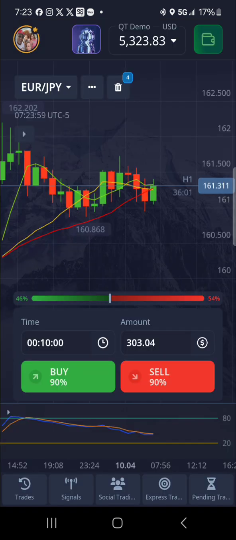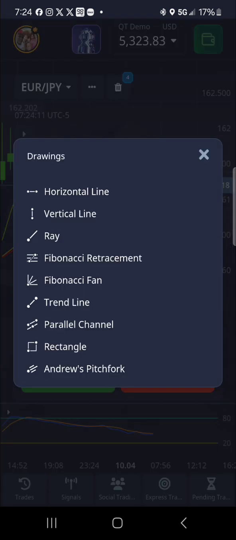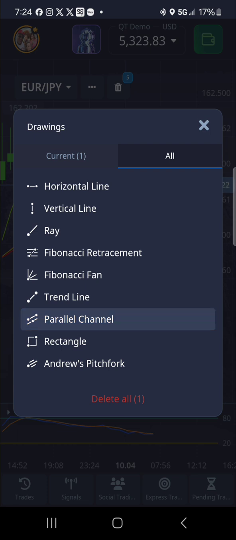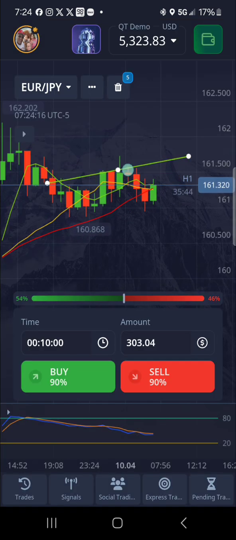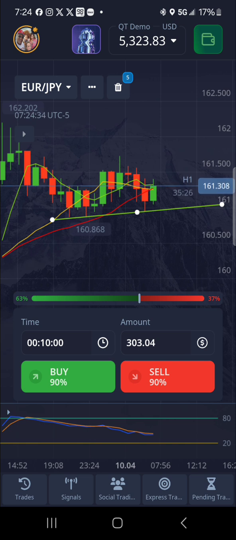Oh, I like this. Look at that support. Look at that floor right there. How many times has it hit that floor in an hour? That's freaking awesome. Parallel. Let's look at that floor. So we start here, and it hit that floor a bunch of times. Okay, so that's what we're waiting for: waiting for it to hit that floor again.